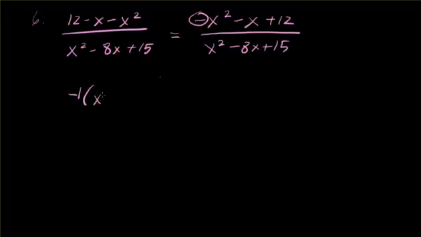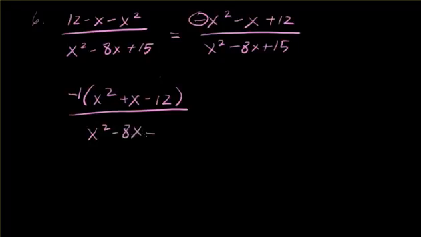So I get an x squared plus x minus 12, and then I get x squared minus 8x plus 15 down here. Now let's go ahead and factor. We have a negative in our numerator.